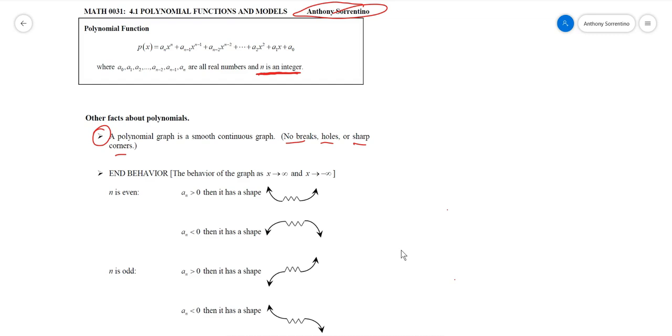As we talk about this, and I don't have it emphasized here, but it is something that's been brought up in other courses, we do mention the degree of a polynomial.